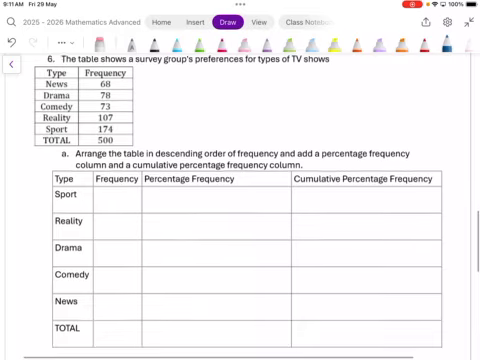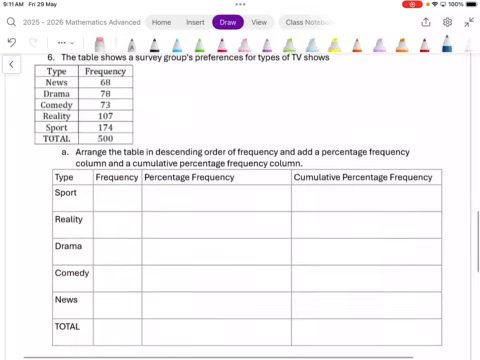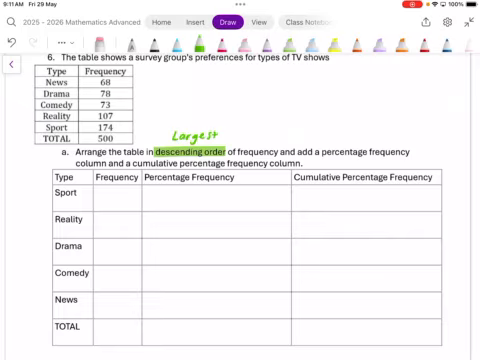We're going to arrange the table in descending order of frequency and add a percentage frequency column and a cumulative percentage frequency column. So what does descending order mean? So it means largest to smallest. Okay, so I have already organised the categories for you so that we didn't have to write them. So the first one that we have is sport, and there was 174 for our frequency of sport.